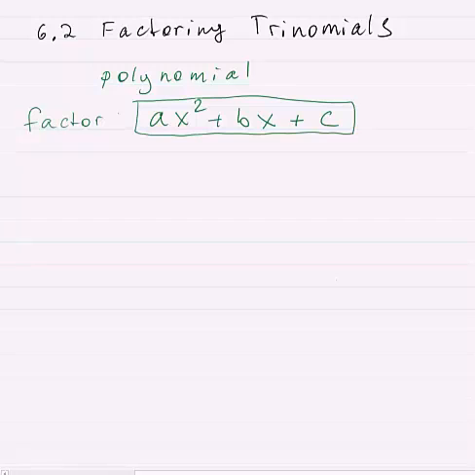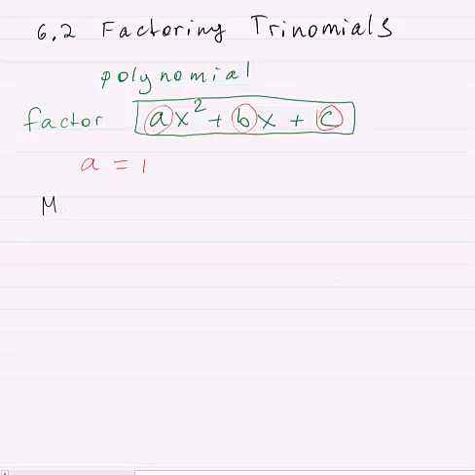Now, in this section, I would like to discuss only one specific type of factoring, and that's when a equals 1. In this polynomial, a, b, and c stand for some numbers that can be both positive or negative. Alright, so let me give you a motivation of where this is coming from. Consider the following problem from the previous chapter.